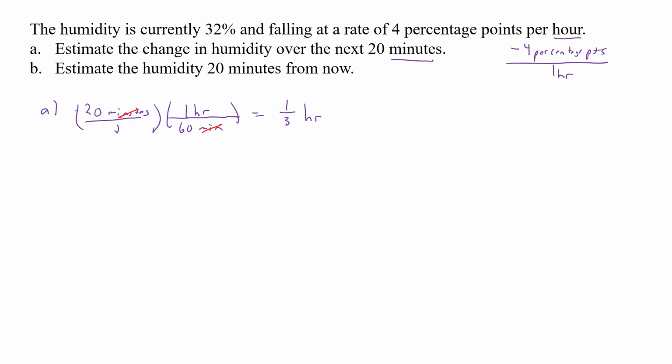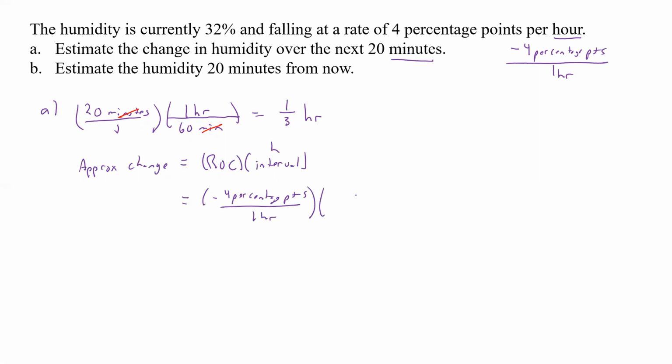So now what is the change? Well, our approximate change is going to be equal to our rate of change. Our rate of change is negative 4 percentage points per hour times how long it went, our interval. And sometimes we were labeling it h, so we can call that h if we want. And so what is the rate of change? Well, that's a negative 4 percentage points per 1 hour times 1/3 of an hour. Okay, so that hour is over 1.